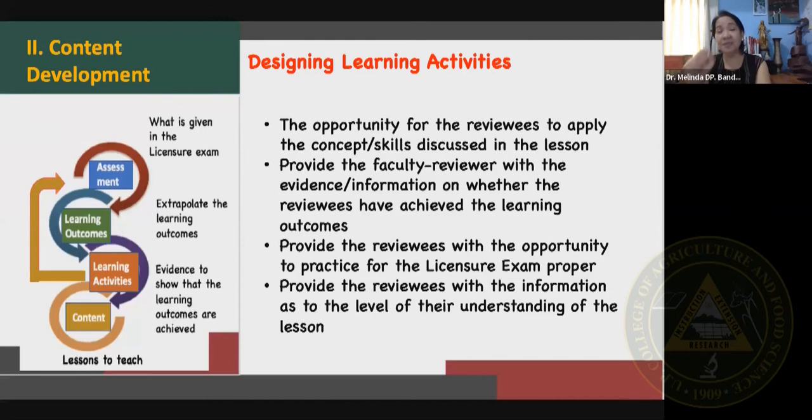That's why it is very important that when we design the learning activities, they are very much aligned with the learning outcomes that we have identified for the lesson, for the course subject area, and for the whole program review. Okay?